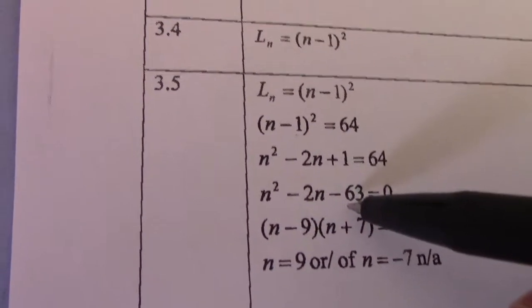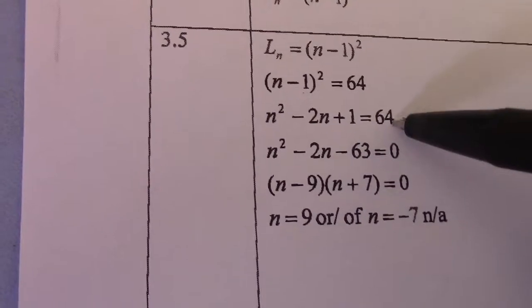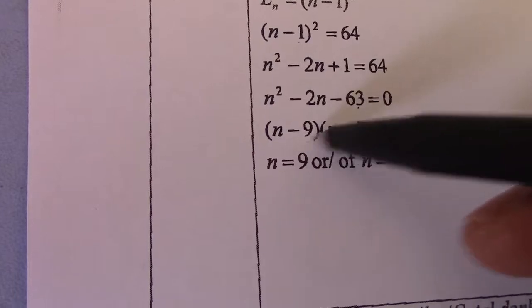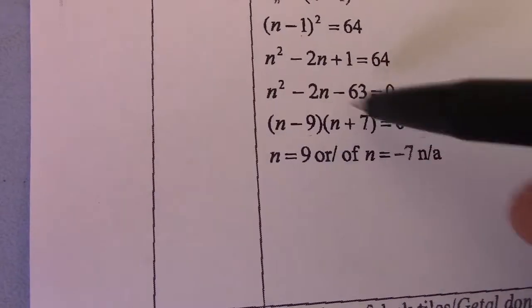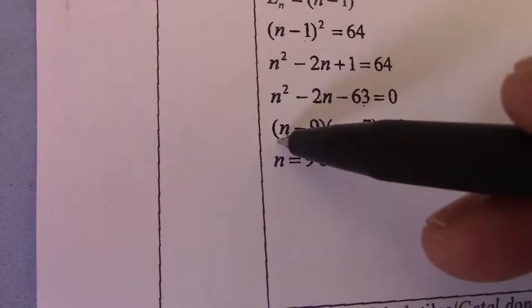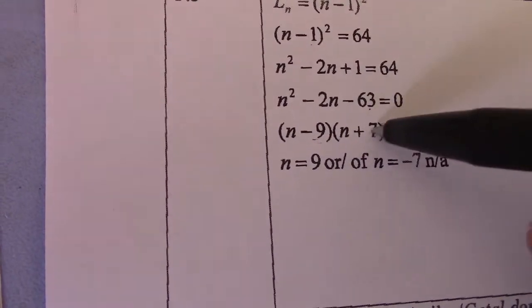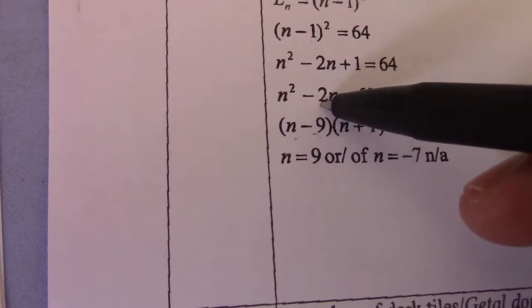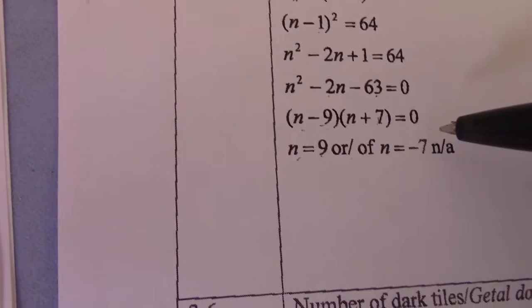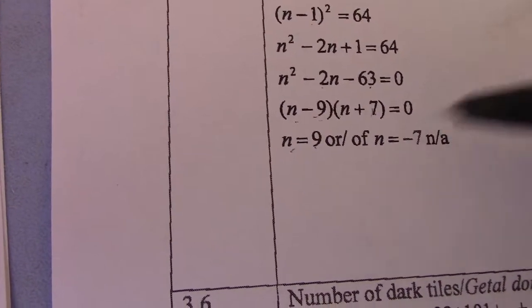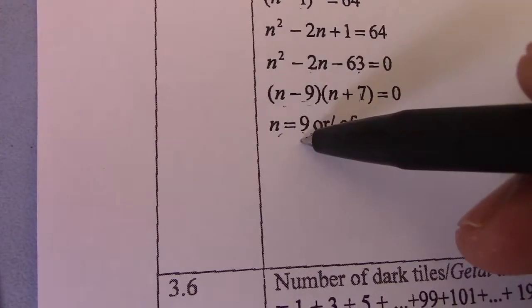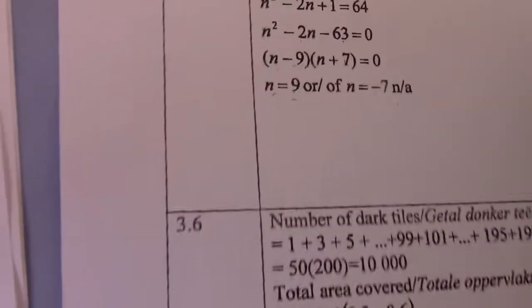Equals 64. If I take 64 across, 1 minus 64 gives me 63. If I factorize, 9 times 7 gives me 63. Negative times positive gives me negative. But I have minus 9n plus 7n. See there, minus 9n plus 7n gives me minus 2n. So n equal 9 or n equal minus 7. Take note, n is not allowed to be negative. It's an element of natural numbers. So n equal to 9. And n not equal to negative 7.